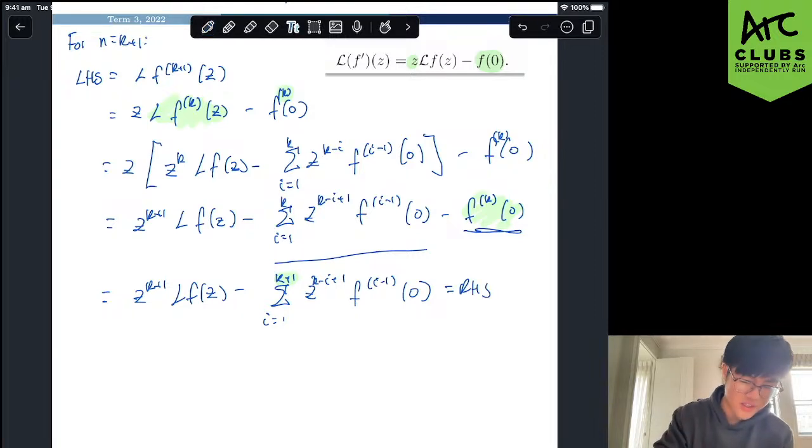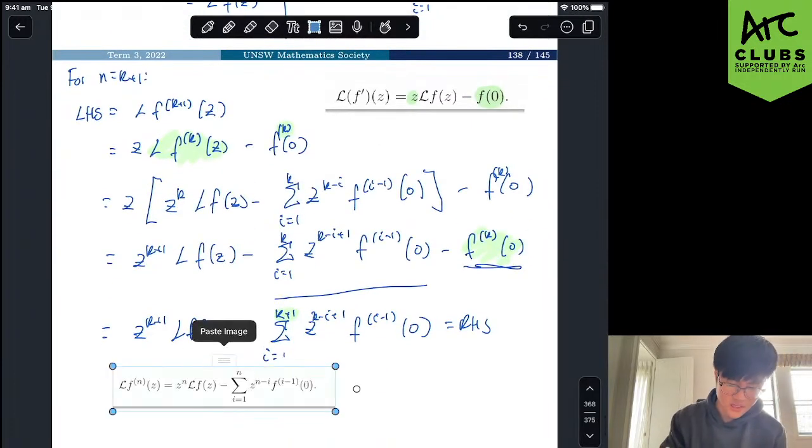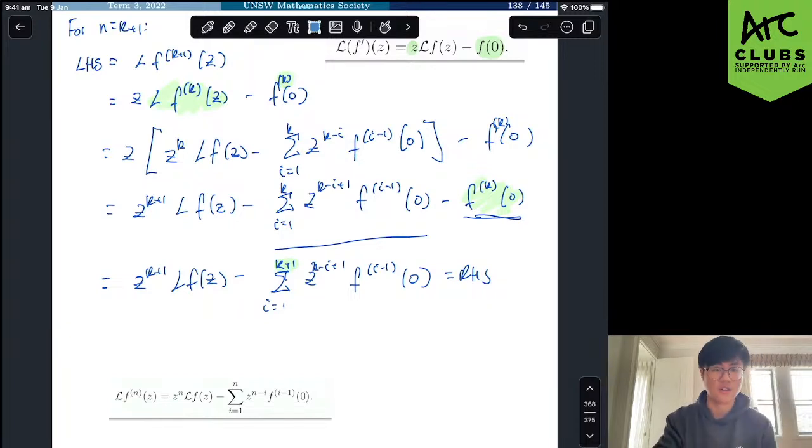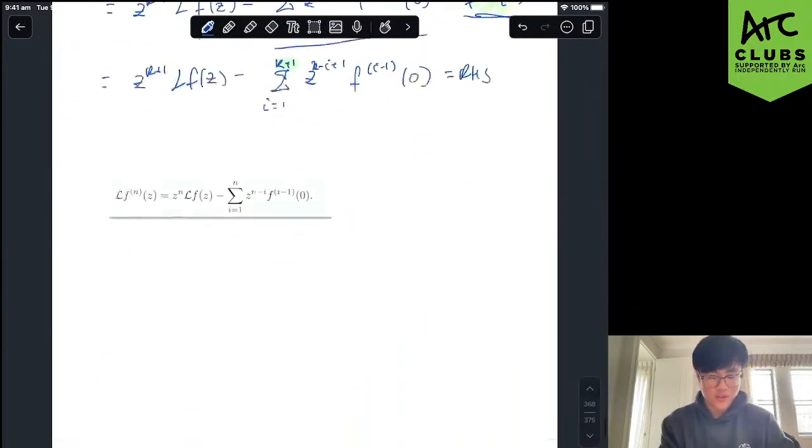I didn't write it out, but hopefully it's easy to see that this here is equal to the right-hand side of the expression we want to show. All right, so that's that question. Move on to the next one.